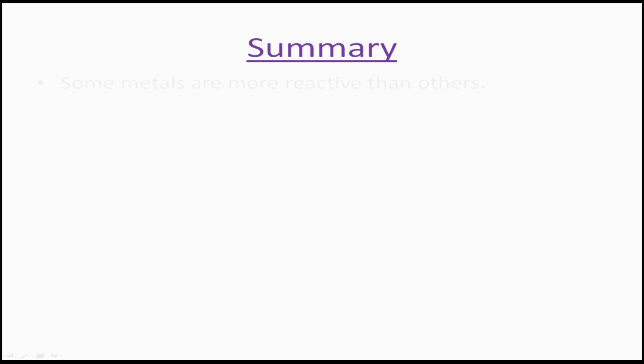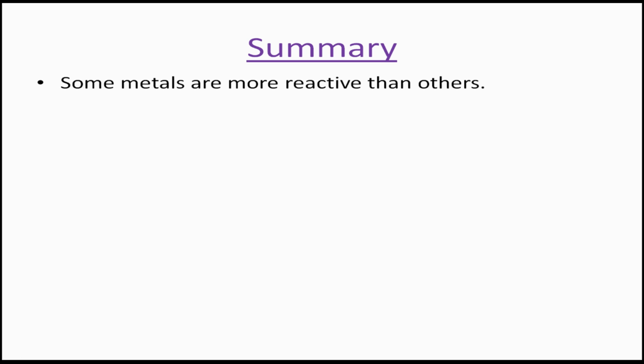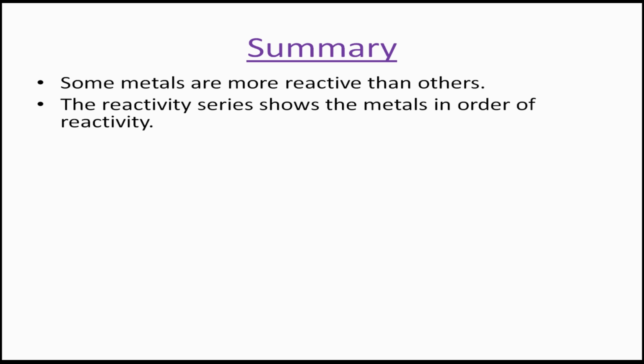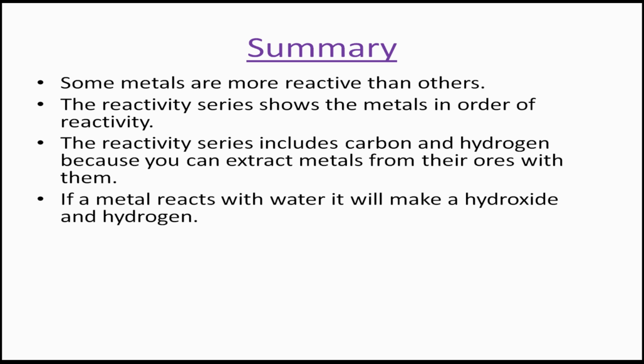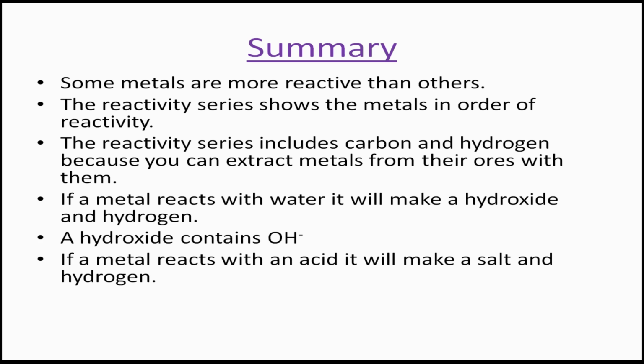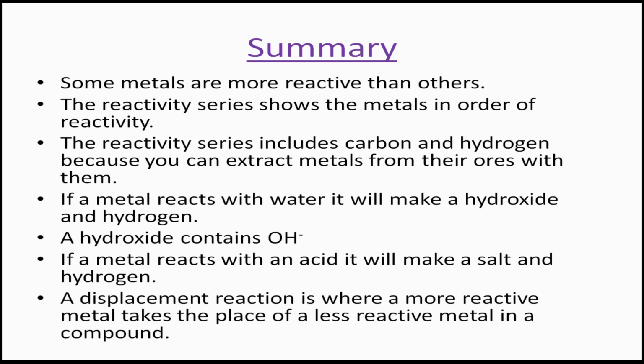So, little summary. Some metals are more reactive than others. The reactivity series shows the metals in order of their reactivities, and the reactivity series includes carbon and hydrogen because you can extract metals from their ores with those two things. If a metal reacts with water, it will make a hydroxide and hydrogen. A hydroxide contains OH- the hydroxide ion. If a metal reacts with an acid, it will make a salt and hydrogen. And lastly, a displacement reaction is where a more reactive metal takes the place of a less reactive metal in a compound.